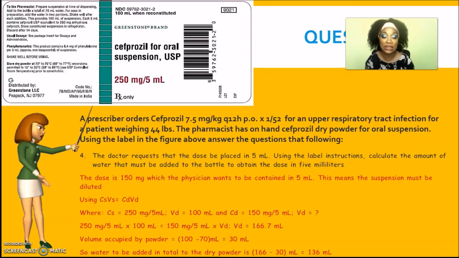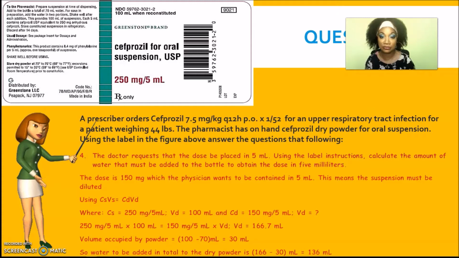So we subtract 70 from 100 to get the volume occupied by the powder, which is 30 mils. Subtract that 30 mils now from 166.7, and we end up with 136.7 mils. Pretty simple, but it requires for us to reason and write down the information that's available to us.